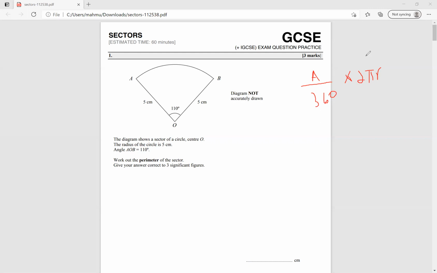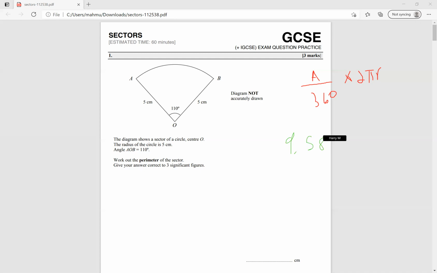So 110 divided by 360 and then times by 2. And the radius is 5? The radius is 5, yes. They gave the radius, so then it's 9.58. So is it 9.5?